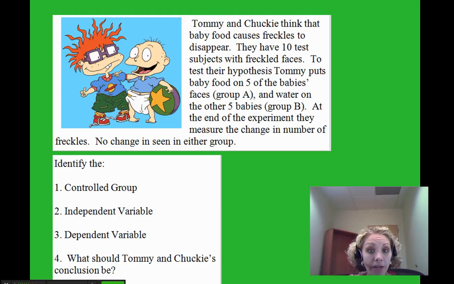What's the independent variable? What did Tommy and Chucky manipulate? Well, the baby food. They put baby food on one group of the babies' faces and not on the other. What was the dependent variable? What were they trying to measure? They're measuring the presence of freckles. And their conclusion? Well, they cannot accept their hypothesis because it doesn't seem like it helped at all. No change is seen in either group. So baby food does not cause freckles to disappear.